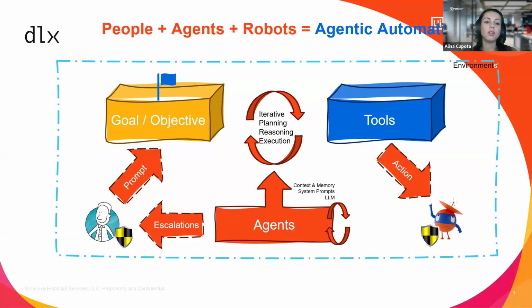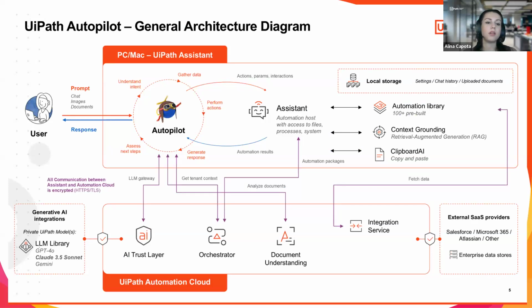Okay, now moving on, Autopilot for Everyone is the conversational agent that we are promoting as your go-to personal assistant. The user can ask questions. You can also drag and drop documents. Autopilot will be able to interpret your intent. It will digest the files or any information that you give. It will perform the steps, and it will generate a response. Autopilot is hosted in Assistant. It has access to pre-built automations, context grounding, and clipboard AI as well, and it uses Claude 3.5 Sonnet.